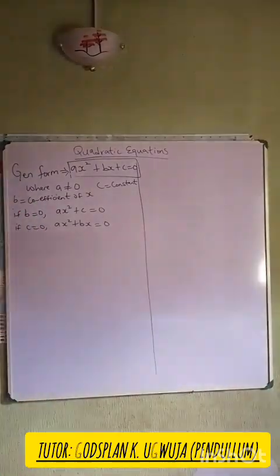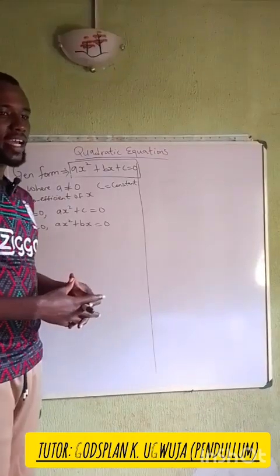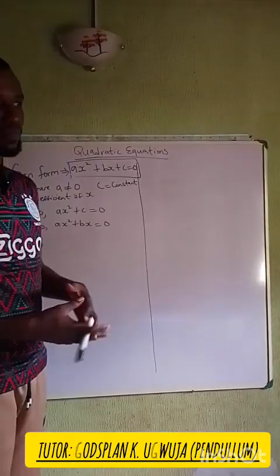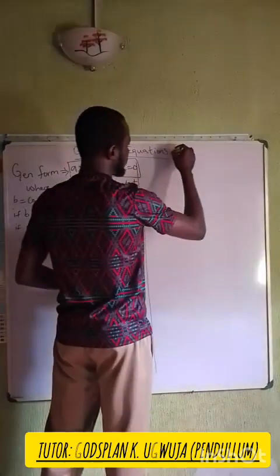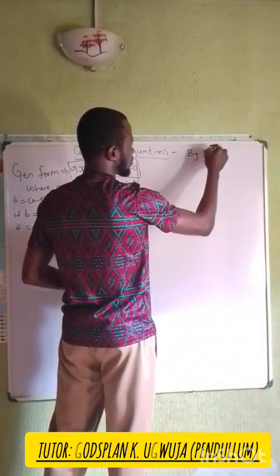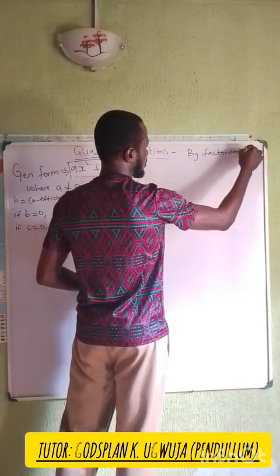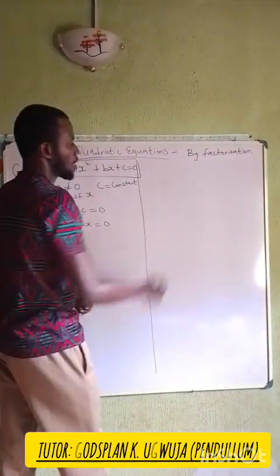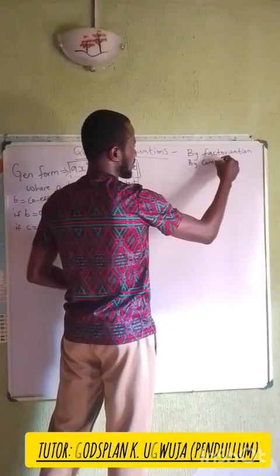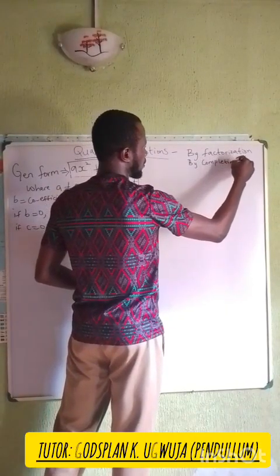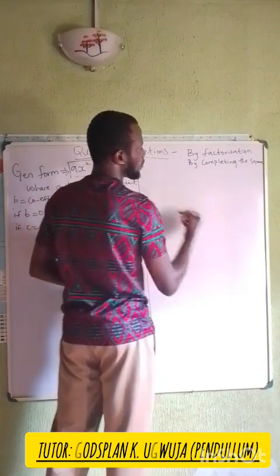All right, so quadratic equations basically are solved by 3 methods. There are more. Okay, by 4 methods. You can solve it by factorization. That's the first method. You can solve by completing the square. That's another method.